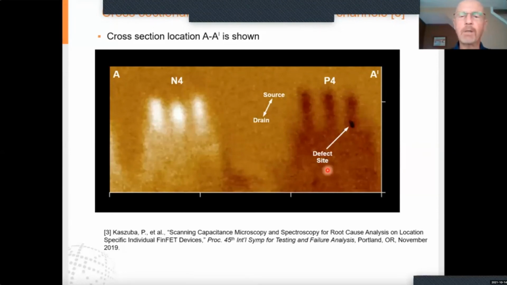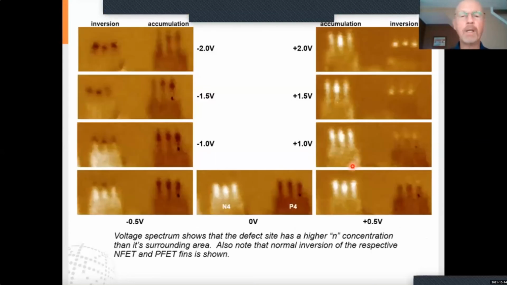And when we looked at these two devices, something peculiar showed up right away over on the PFETs. We found this site, which I'm calling the defect site. Now, what is that defect site? Well, we speculate that it's an area of higher concentration, but we used scanning capacitance spectroscopy to get a good understanding of that device. So what we've done here, we're looking at our 0-volt image that I showed on the previous page, and there's our little defect site.